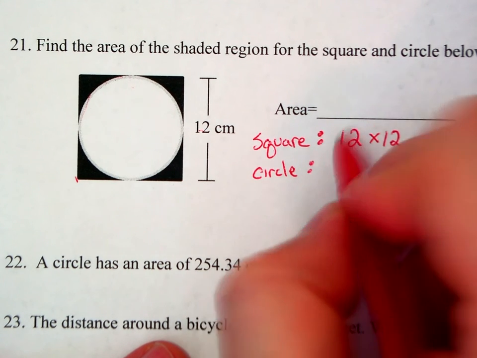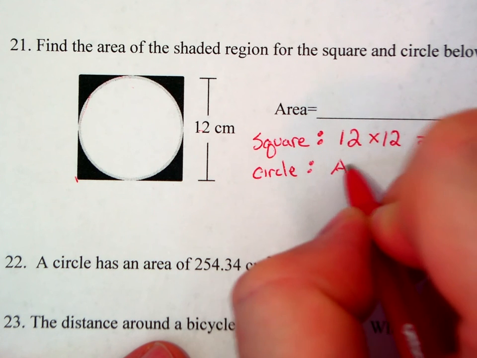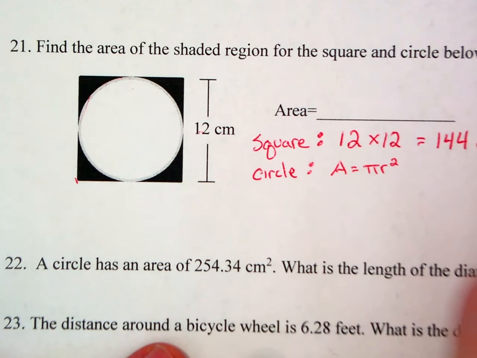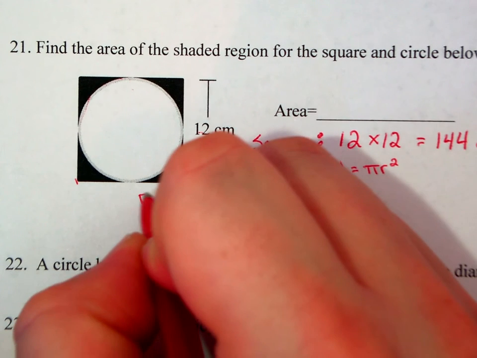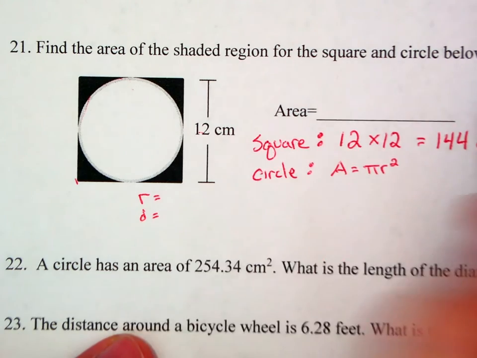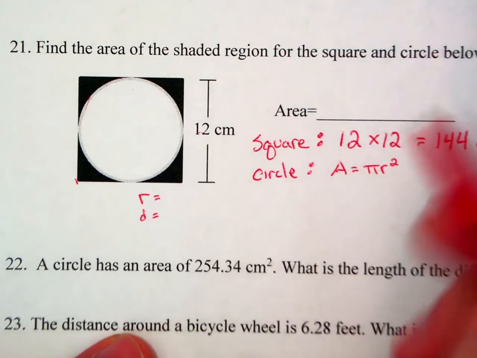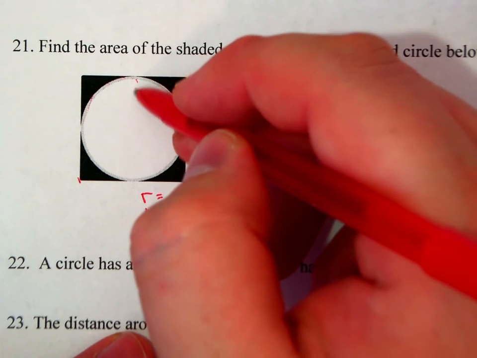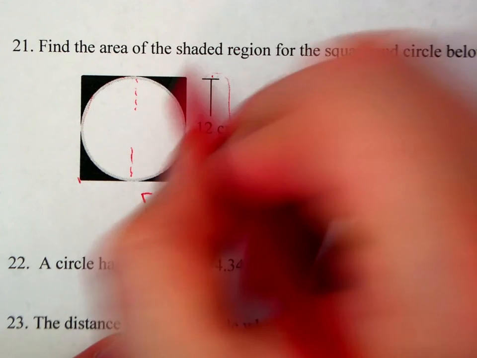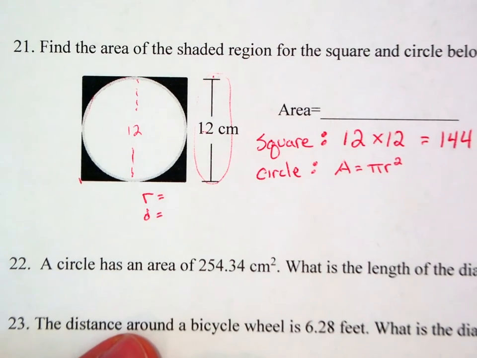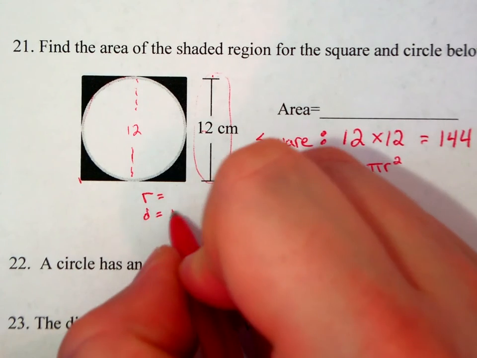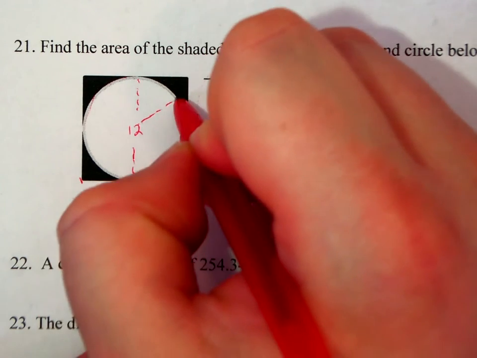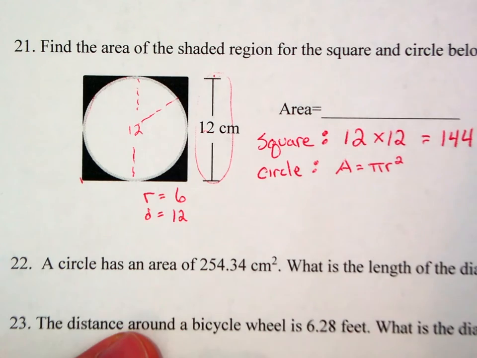So we're going to find the area of a circle by saying area equals pi r squared. And again, I want to know what the radius and diameter are. The diameter is the distance all the way across the circle. So if this measuring tool here was right in the center, then it would tell us the diameter is 12 because that goes all the way across the circle. And since the diameter is 12 and we know the radius to be half of the diameter, my radius is 6.